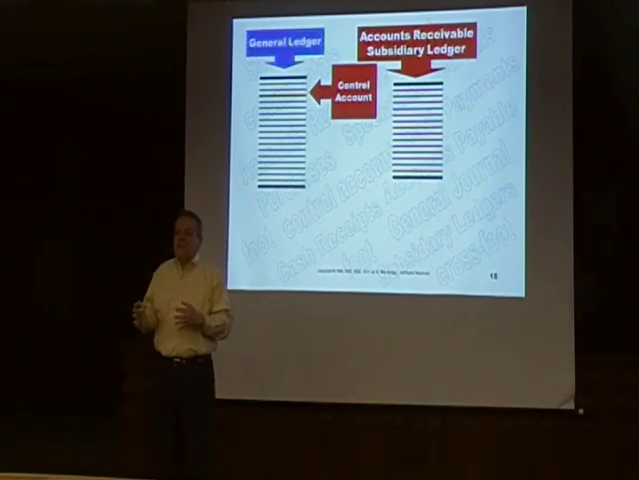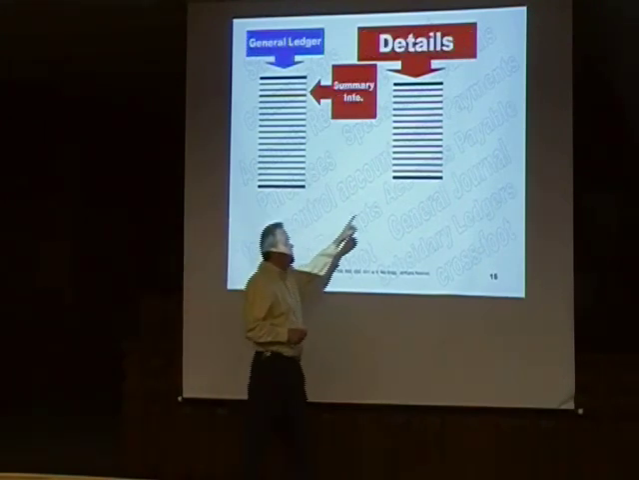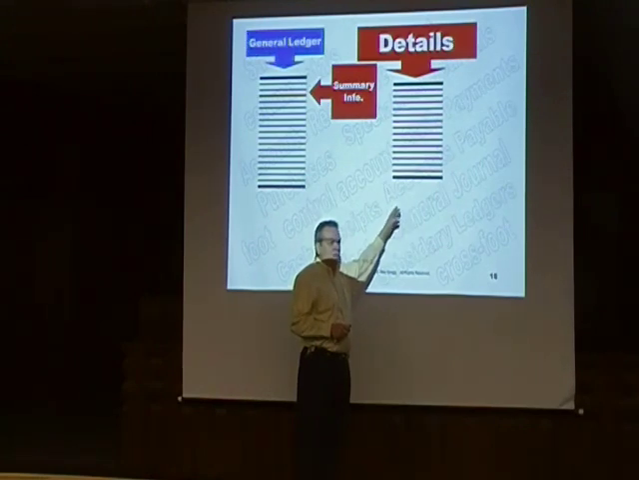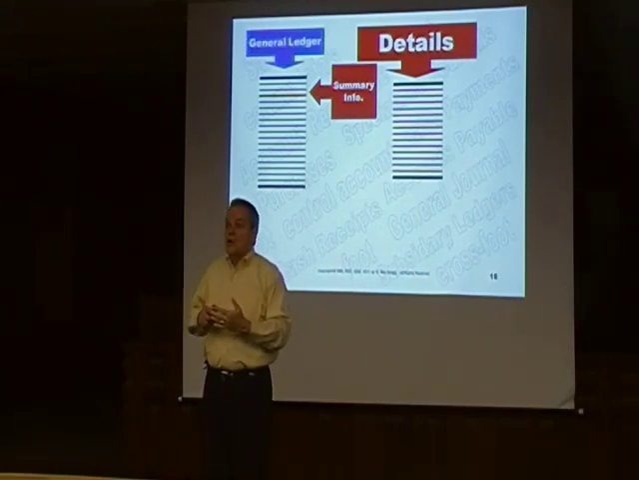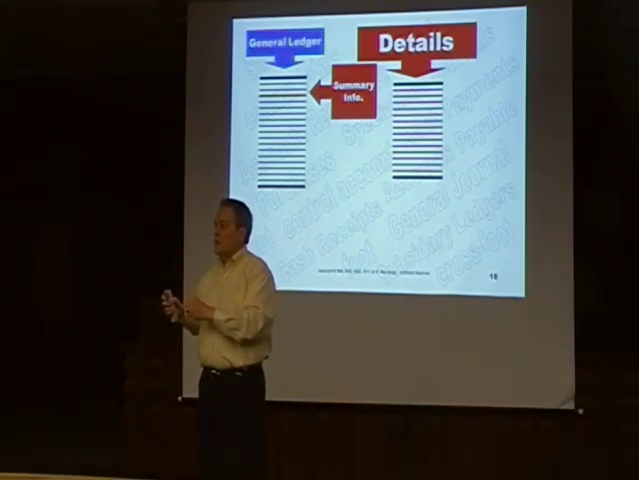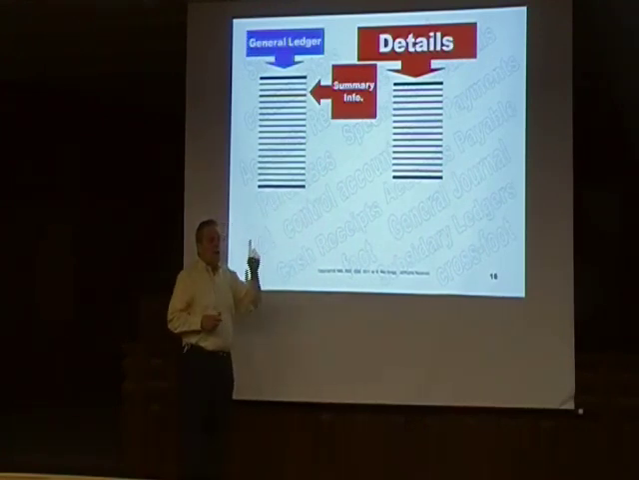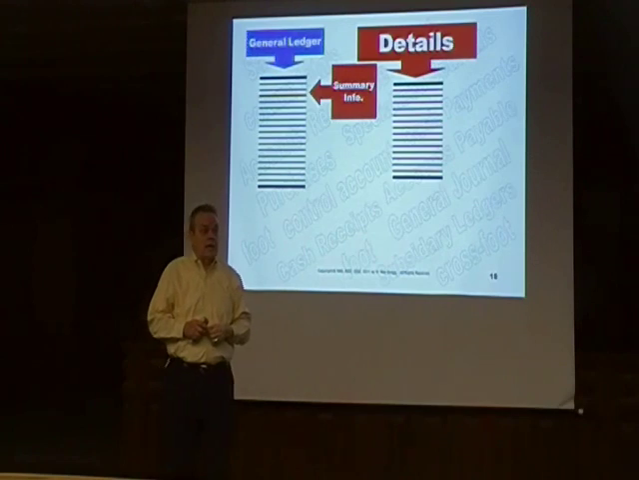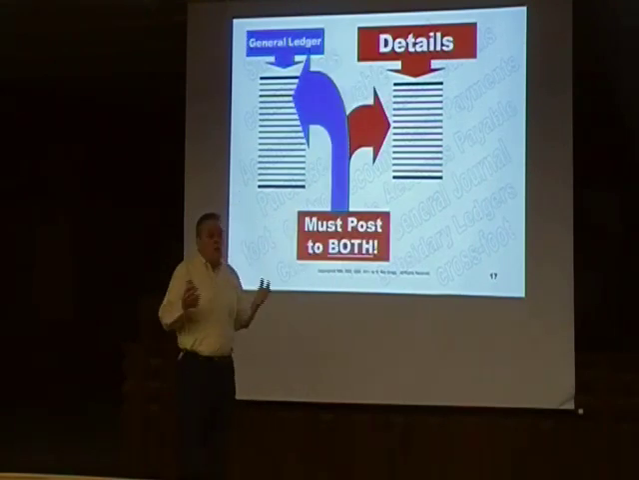Its characteristic is that it's a control account. It has summary information in it, the details of which are available in the subsidiary ledger. So the amount that each customer owes us is outlined in the subsidiary ledger. We know what every person owes us, the balance of their account. But the sum of all of those is replaced in the general ledger with one account, the accounts receivable control account. Are you with me? Yes or no? Yes.